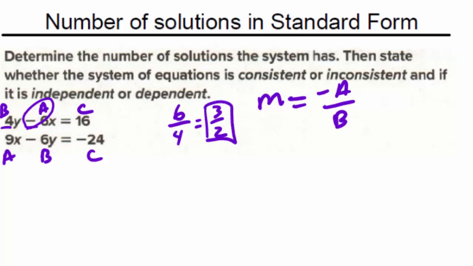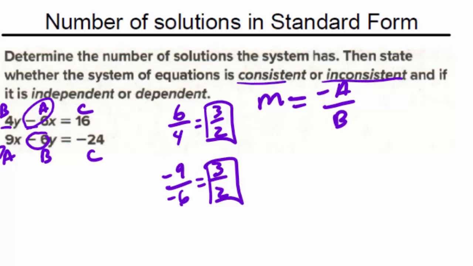I'm going to check the slope of the second one. So the second one has an a value of 9. So the opposite of that would be -9 over, and the b value is -6. So that would be -6. And negative over negative is a positive. And 9 over 6 reduces to 3/2. Now, right now, they have exactly the same slope. So that means it's either going to be inconsistent or a consistent dependent.